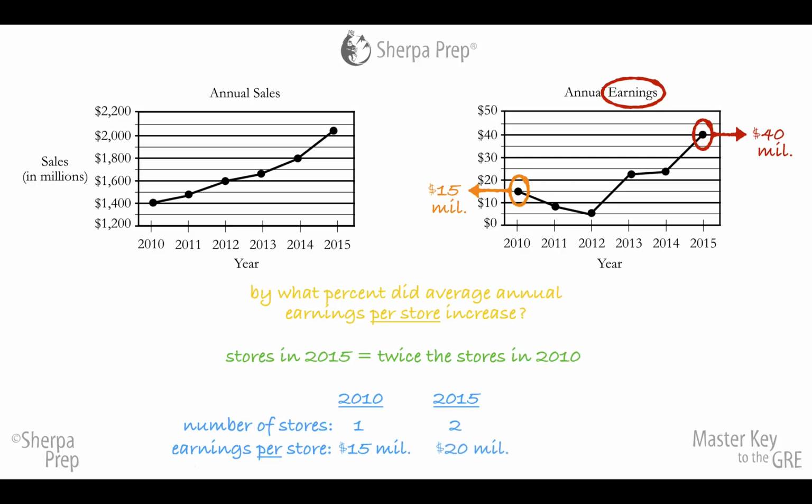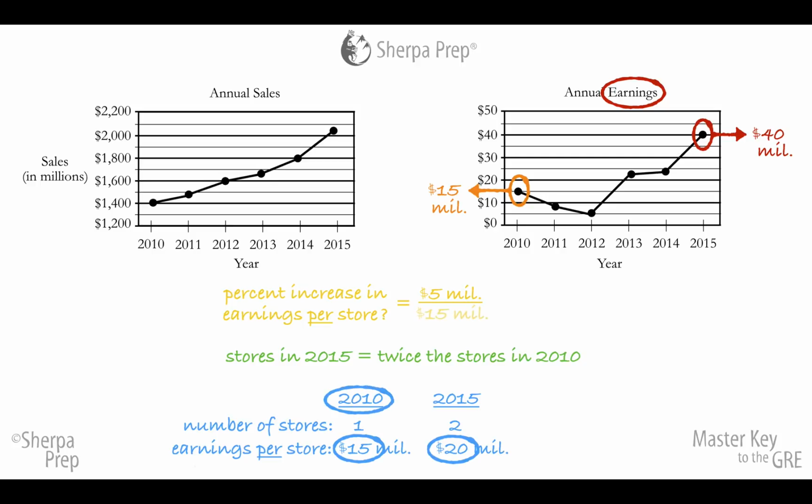So what would be the percent increase in the earnings per store? Remember, the way we calculate a percent increase, it's the difference in our two amounts over the original amount, which is the chronologically earlier of the two amounts. Well, the difference between 20 million and 15 million is 5 million. And the original amount back in 2010 was 15 million. And that leaves us with 5 over 15, which of course is a third, and that is 33%.